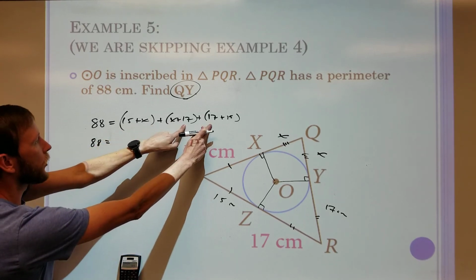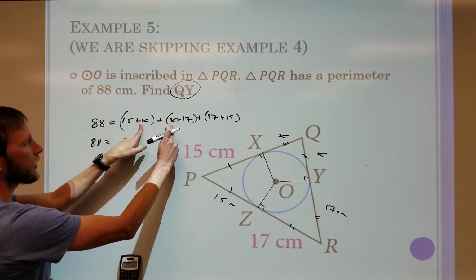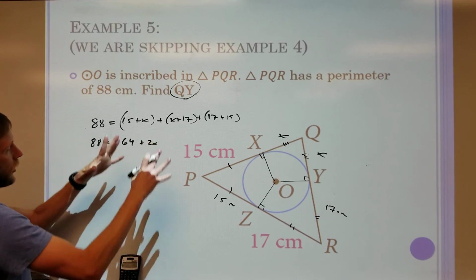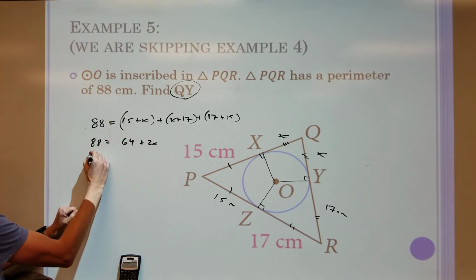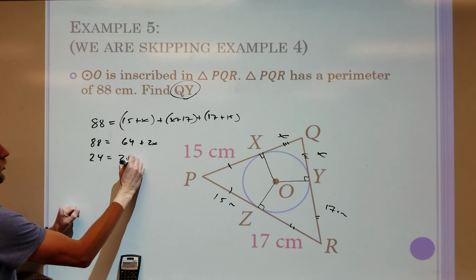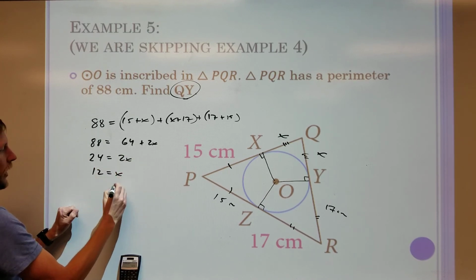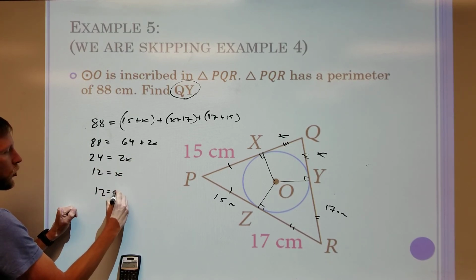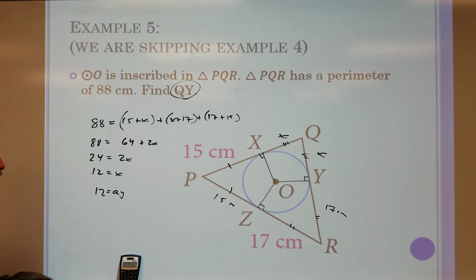That's 30 and 34 makes 64. x and x make 2 x's. Subtracting the 64, we get 24 equals 2 x's. And so 12 is equal to x. The length of segment QY is 12. All right? Then we can double check that, making sure that we do a good job.